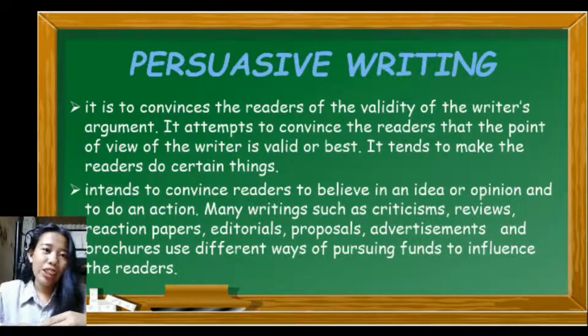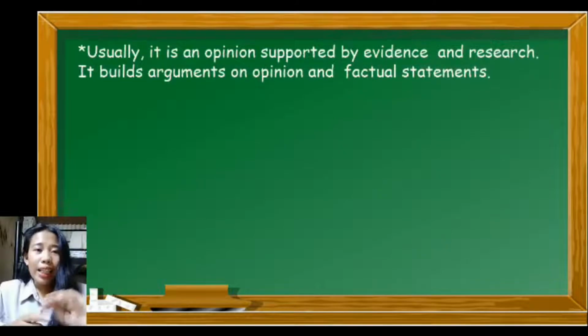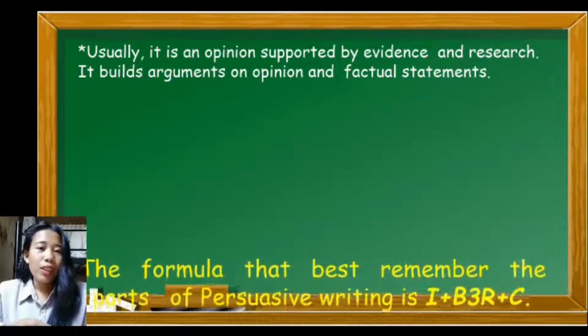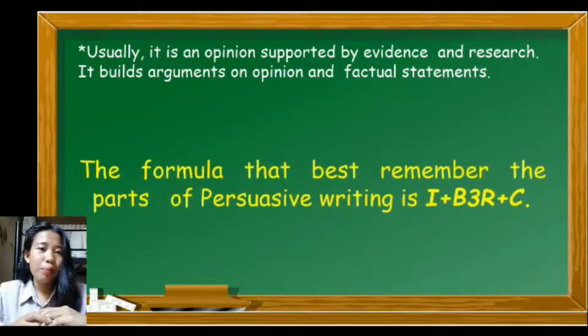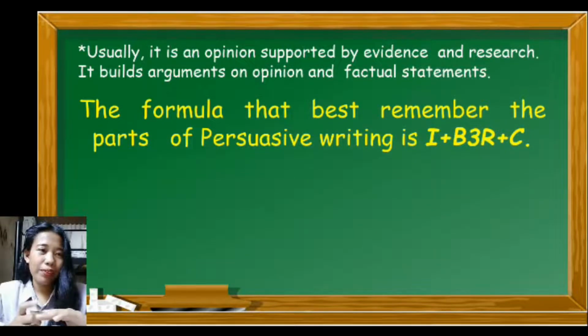Many writings such as criticisms, reviews, reaction papers, editorials, proposals, advertisements, and brochures use different ways of persuading to influence the readers. So usually, it is an opinion supported by evidence and research. It builds arguments on opinion and factual statements. We also have the formula that helps best remember the parts of persuasive writing.